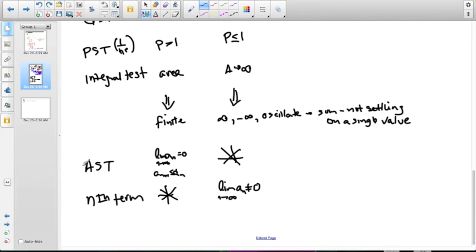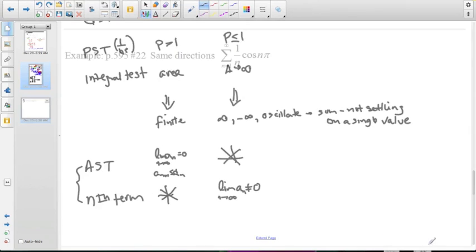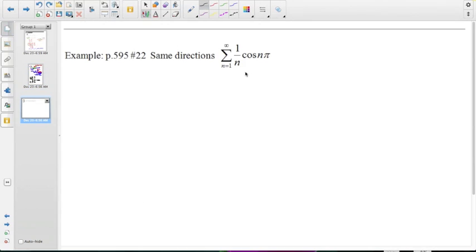So we use these two tests in conjunction with one another, so they function as a single test. As a pair, we can use one for convergence and the other for divergence. For this series, this is where the alternator can hide on you. But we notice we have a trig function here, cosine of n pi. So there's your alternator.